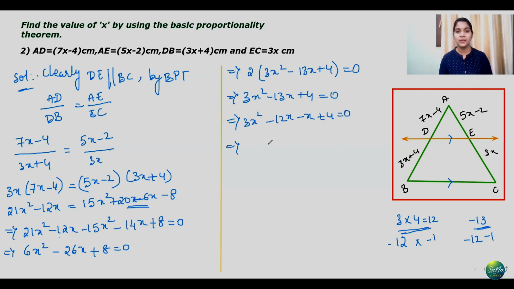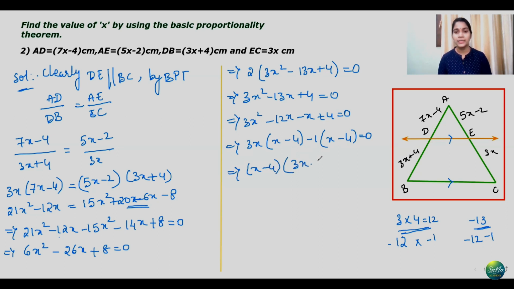So from here, I take out 3x as common from the first two terms. Now I will have only x minus 4. And from these two terms, let us take minus 1 as a common. Then it will be positive x and negative 4 is equals to 0. So from here, let us take again x minus 4 as factor, common factor now.